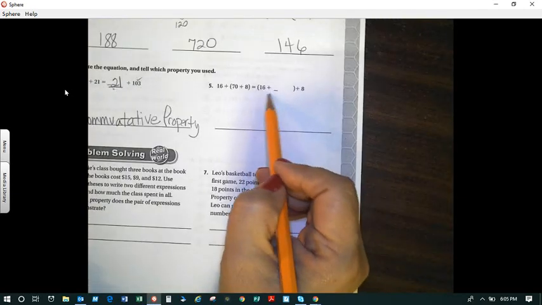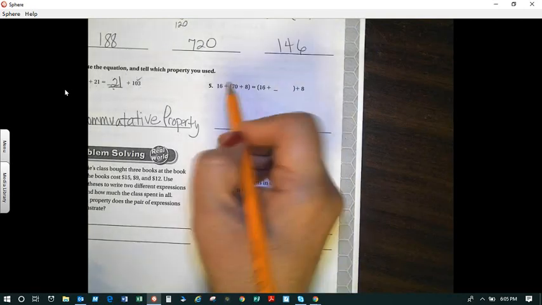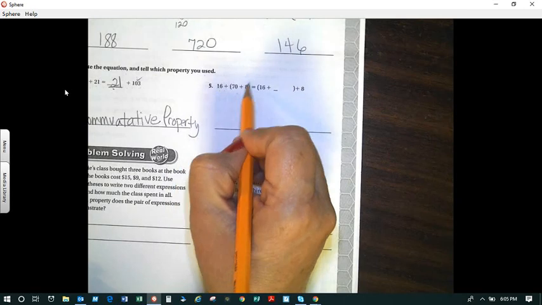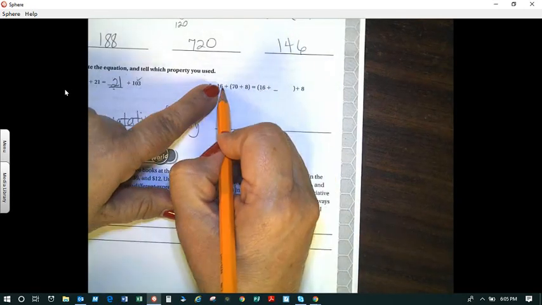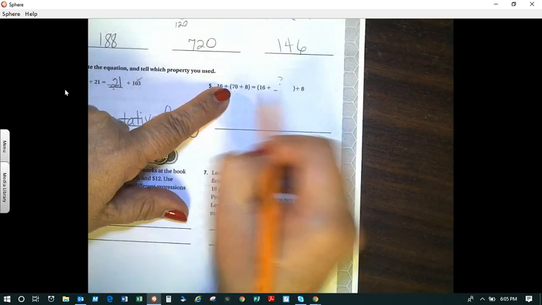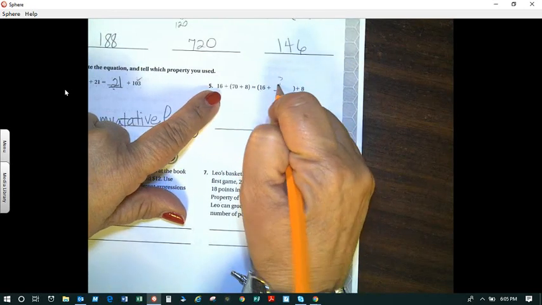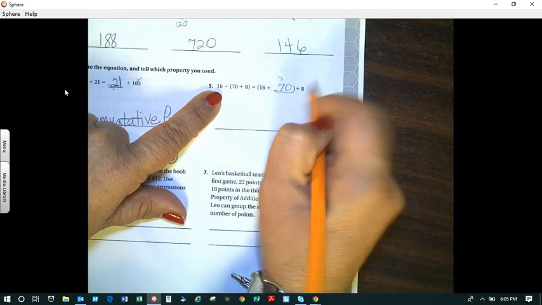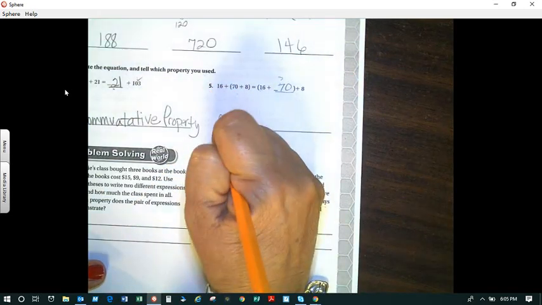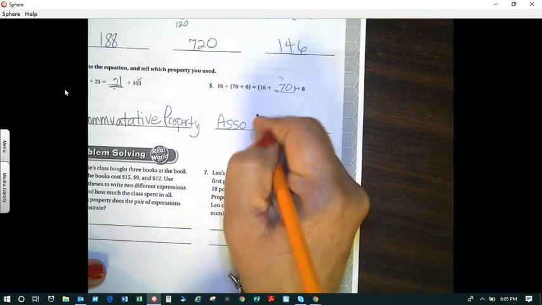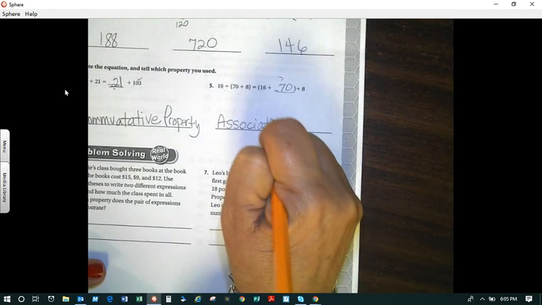Let's look over here. This is when we are moving the parentheses around. And so if this is 16 plus, in parentheses, 70 plus 8, then this will equal 16 plus 70, in parentheses, plus 8. And this is the associative property. This is where we move the parentheses around and the numbers stay in the same place.